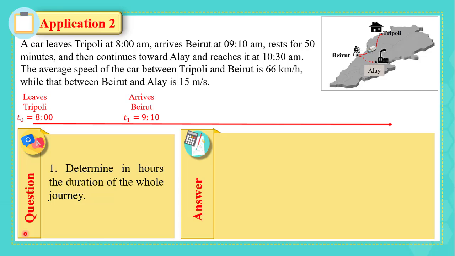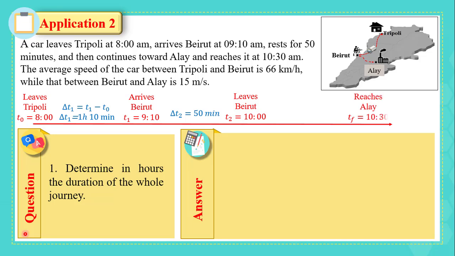Then, the duration of time between these two events is delta T1, equal to T1 minus T0, which is equal to 1 hour and 10 minutes. After that, the car will rest for 50 minutes in Beirut. Then delta T2 is 50 minutes, which means that the car will leave Beirut at T2 equal to 10 a.m.